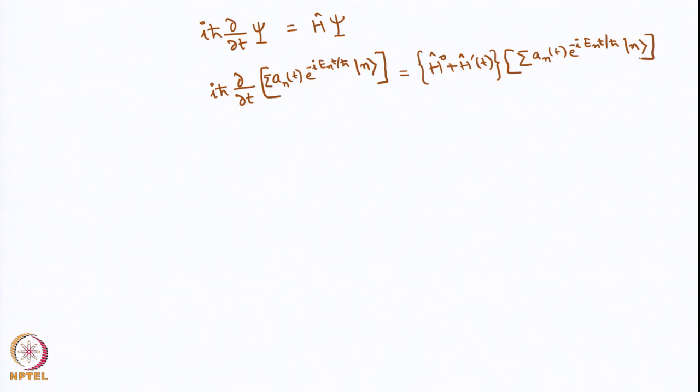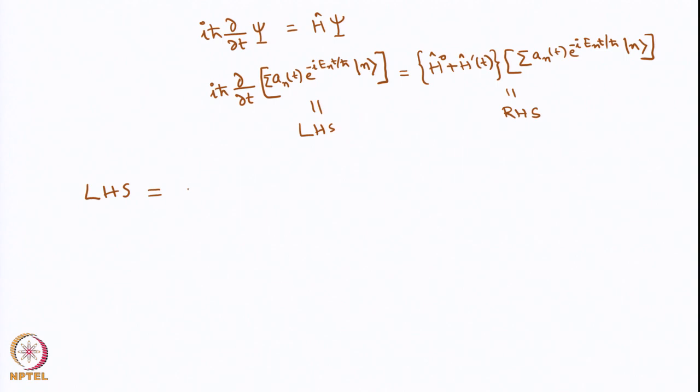Okay. Now once again here we have two sides, LHS equal to RHS. So what we will do is we will evaluate LHS and RHS separately and then equate them at a later stage. Okay. So let's start with LHS. LHS equals iħ d/dt of psi. This is nothing but the sum over n of a_n(t) e to the power of minus i E_n t by ħ, psi_n. So this is nothing but iħ.